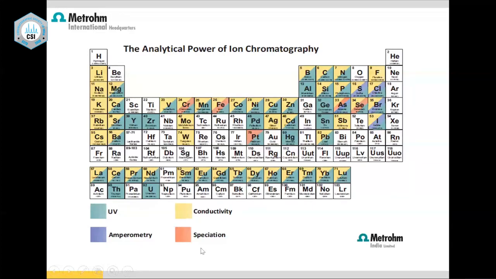So arsenic 3, arsenic 5, selenium 4, selenium 6, platinum 4, platinum 6. Then you have iron 2, iron 3, chromium 3, chromium 6. So this is very important with respect to ion chromatography. With simple detectors like conductivity, UV, and amperometric, we are able to address these requirements with respect to ion chromatography.